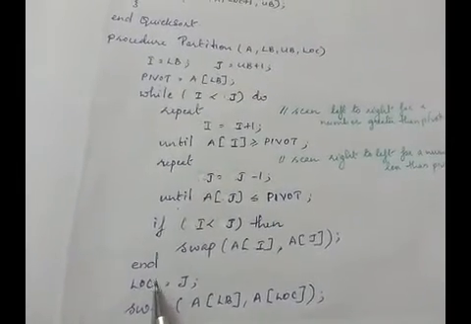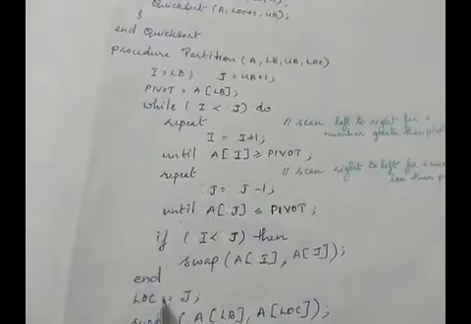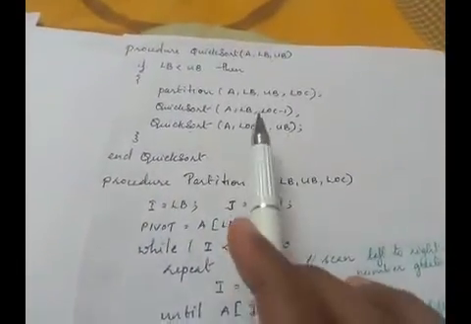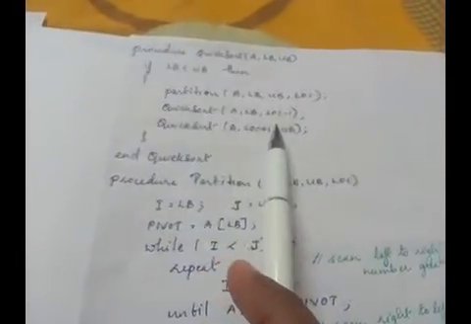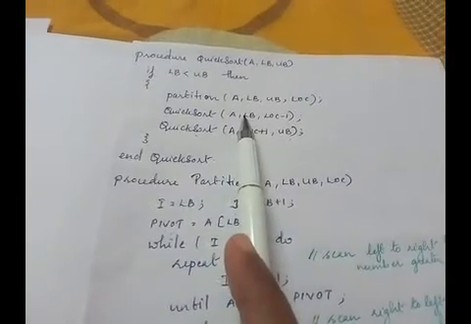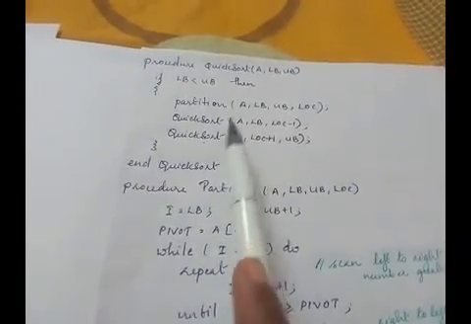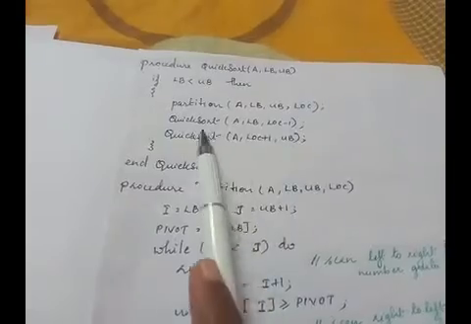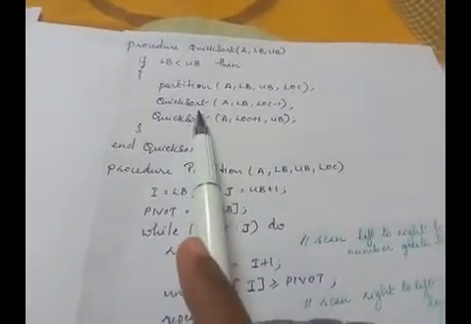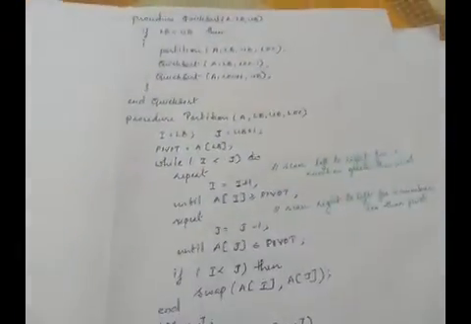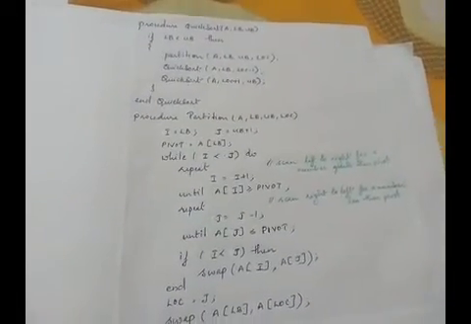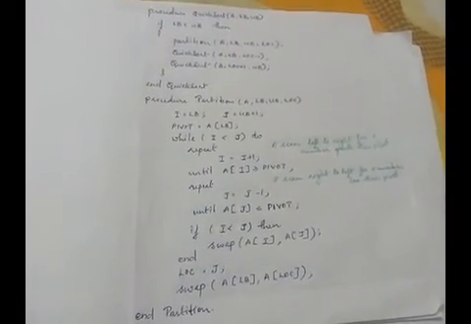Now after that, this partition will return the location LOC to the QuickSort procedure, where using that LOC the array will be partitioned into two sublists, and the same steps will be performed using these two recursive calls. So this is the procedure for QuickSort, the recursive procedure for QuickSort.